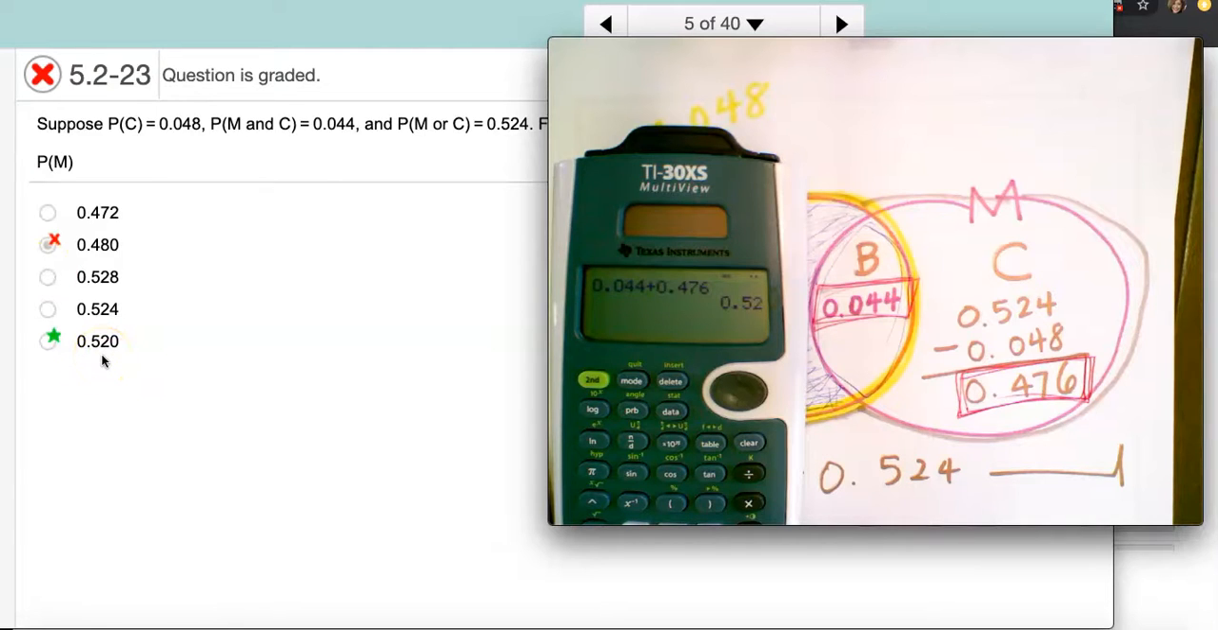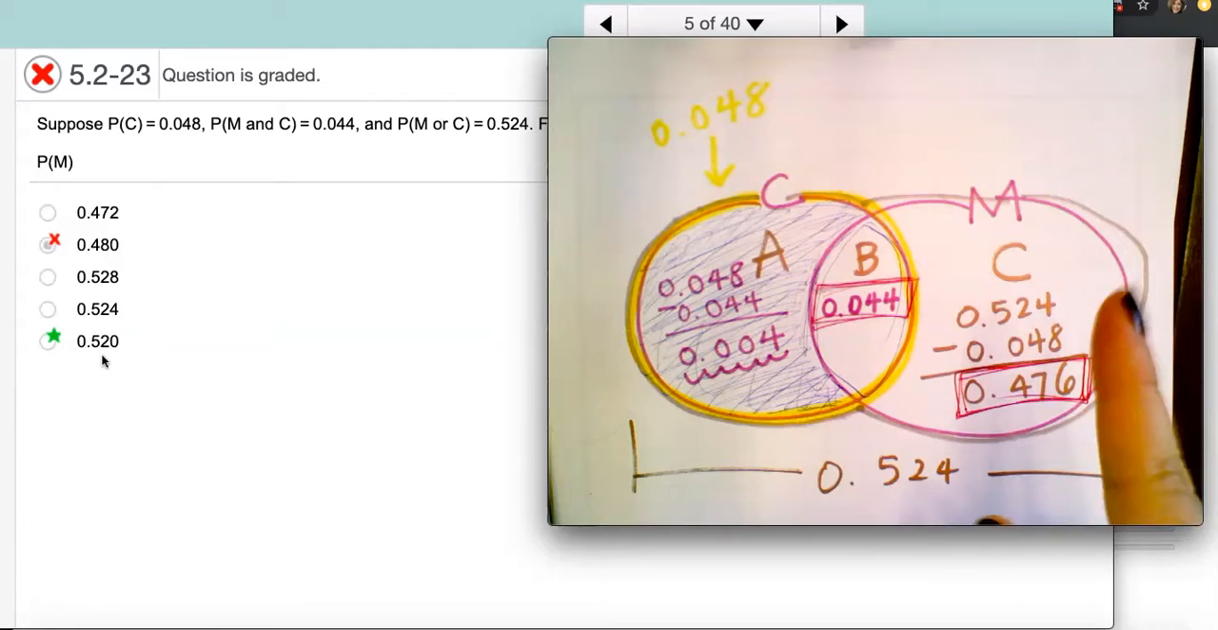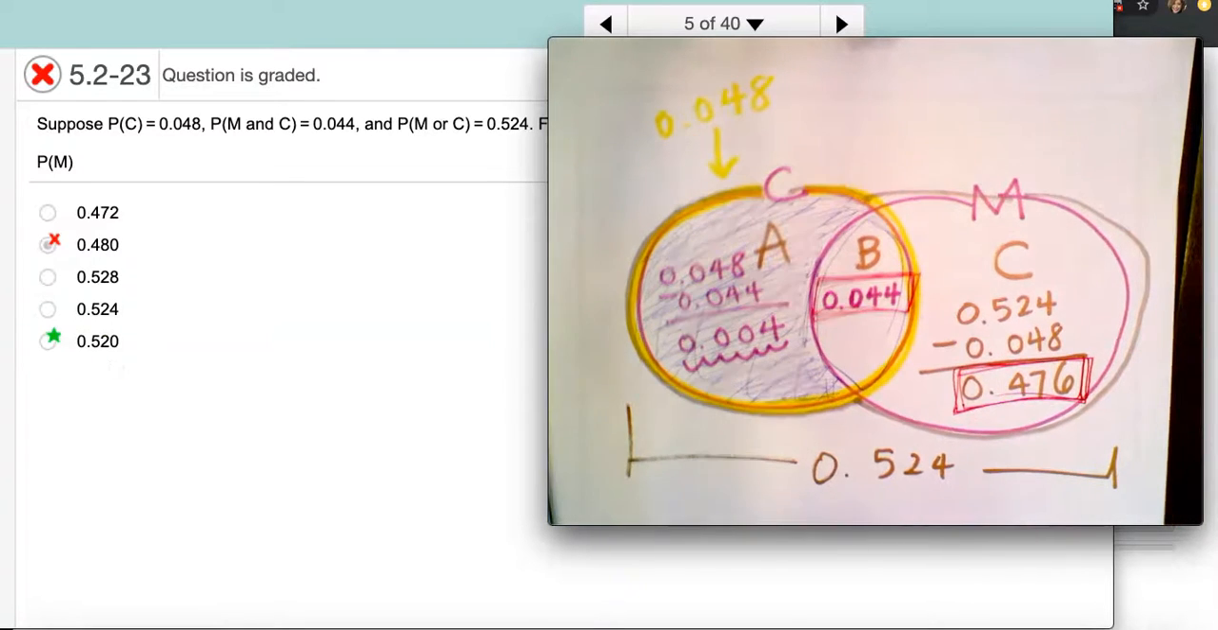But really the easy way to do this problem is to draw a Venn diagram and try to place these numbers in each of the regions. Okay. All right. That one was 5.2-23. If you see another way of doing this, because I think I subtracted a lot and kind of added, but that's how I saw it. If you see another cool method, just let me know, okay? I'll be back with another problem.